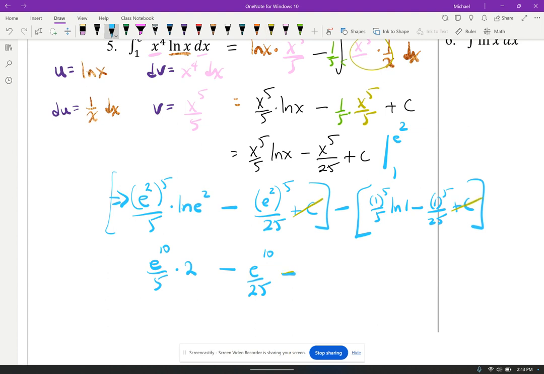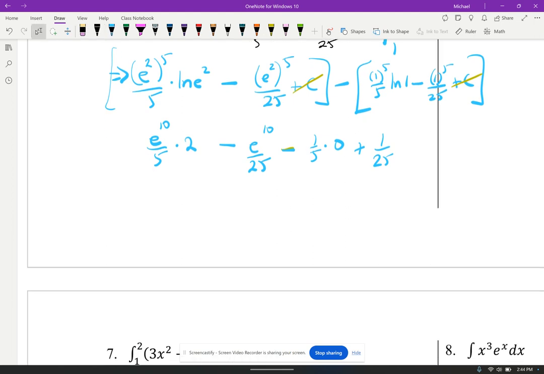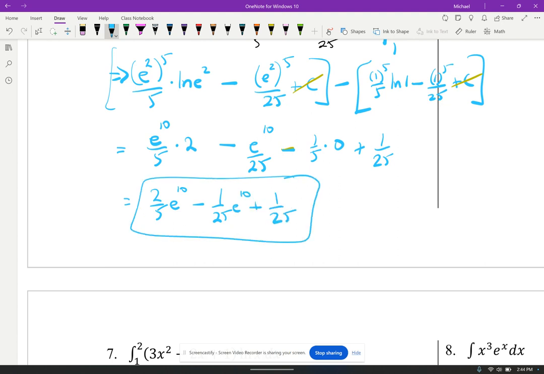Minus, let's go back to blue here. This is 1/5, but the natural log of 1 is 0, so that's going to cross that out. However, don't forget I have a minus 1 to the 5th over 25, so that's going to be plus 1/25. And so this is gone, and I guess I can leave it like this: 2/5 e to the 10th minus 1/25 e to the 10th plus 1/25. Here is my answer for that.